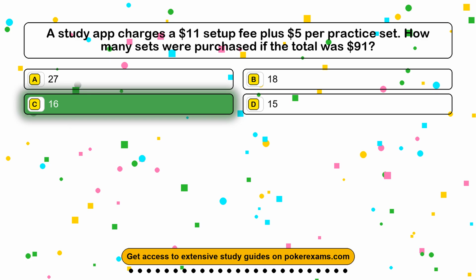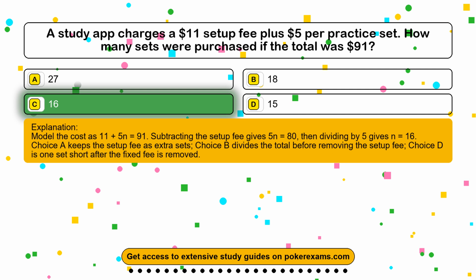The correct answer is option C, 16. Model the cost as 11 plus 5n equals 91. Subtracting the setup fee gives 5n equals 80, then dividing by 5 gives n equals 16. Choice A keeps the setup fee as extra sets, choice B divides the total before removing the setup fee, choice D is one set short after the fixed fee is removed.